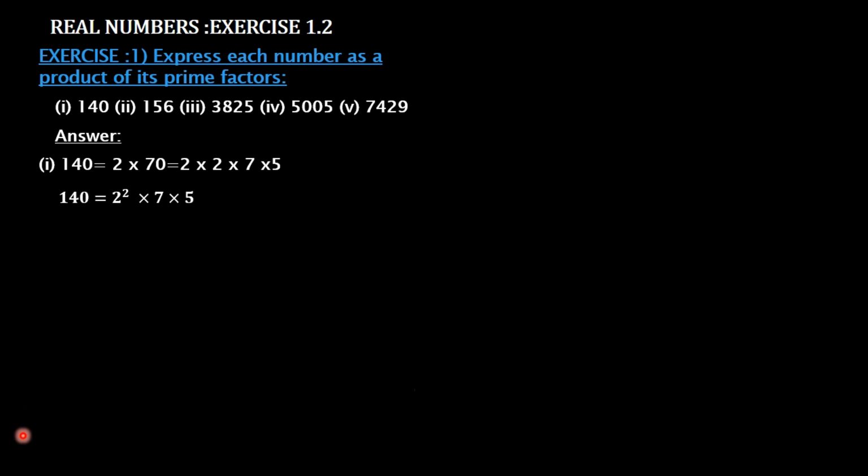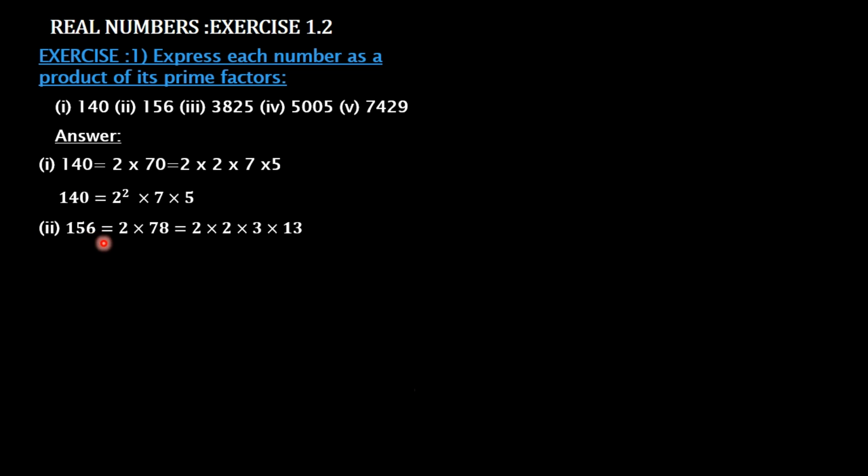Then next, 156. What is 156? Which is 2 into 78. Or either you can proceed by checking whether it is divisible by the prime factors. So here, 156, first we can write its prime factorization. That is 2 into 78, that is 78 is 39 into 2. That is 39 is 3 into 13. Or otherwise you can move like this.